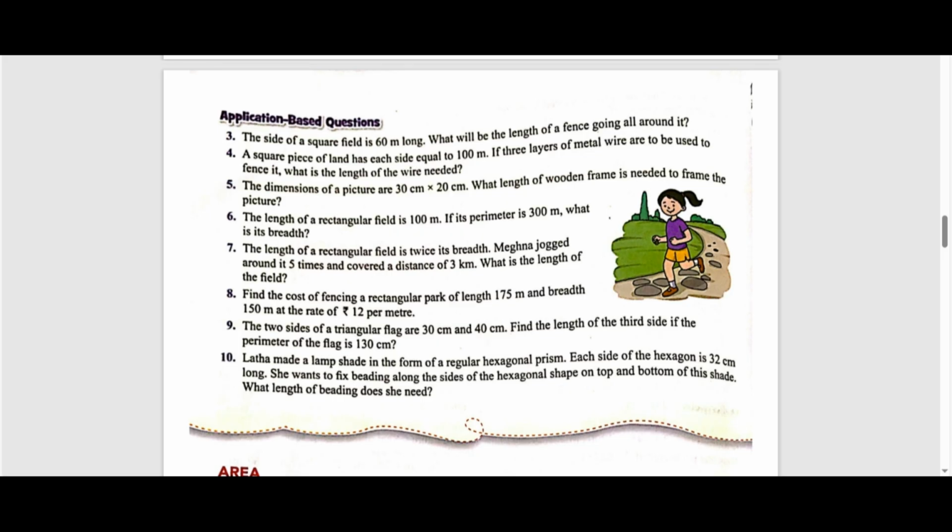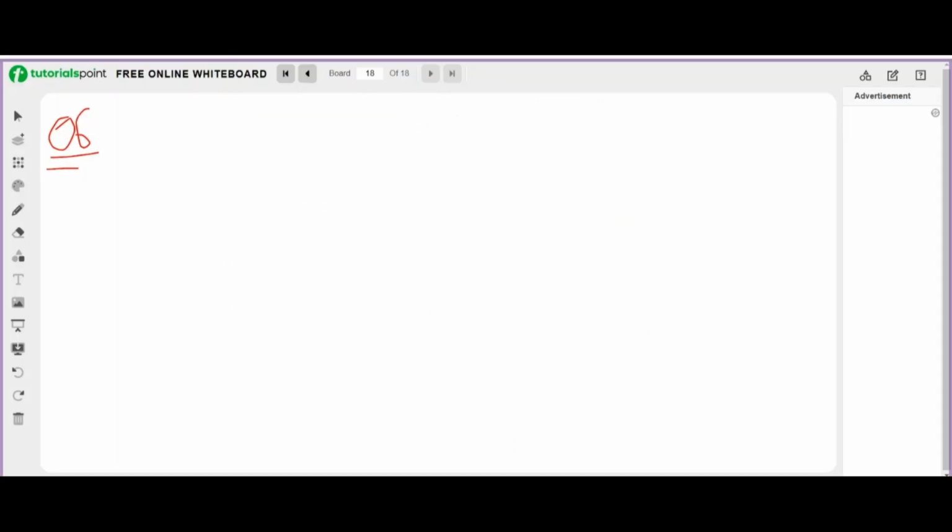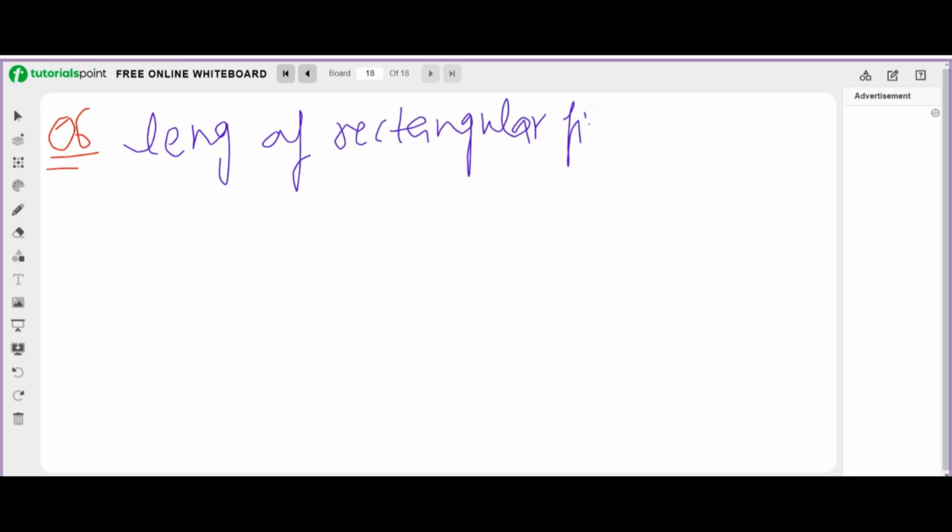It is again a square or rectangle? Rectangle, yes. So how do we have to do it? We will do it like this one. The length of the rectangle field is 100 meter. Okay. And then the perimeter is, what is the perimeter here?